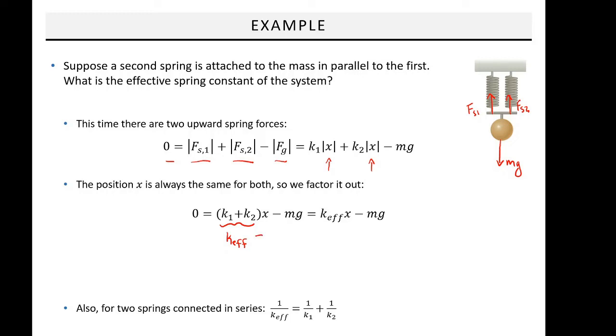So what we see is that if you connect two springs in parallel, their spring constants add together. Similarly, you can show that if you have two springs connected in series, the relationship at the bottom holds. This is actually opposite what we found for resistors. When you have two resistors in series, you just add the resistances. But I still thought it was interesting that you can find similar behavior in springs.